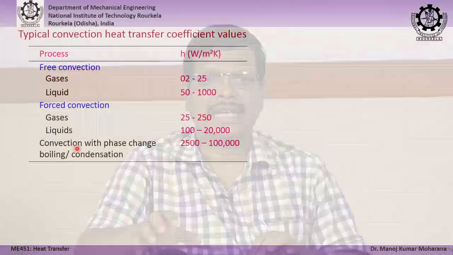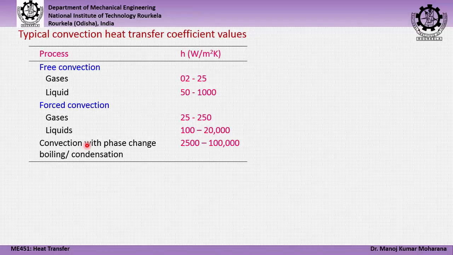Then when you consider convection with phase change, like the boiling and the condensation process, again there will be an increase in the value of this convective heat transfer coefficient h, which lies in the range of 2500 to 100,000 watt per meter square Kelvin. So, that means if you go for a phase change process, then you will be able to achieve a greater amount of heat transfer by means of convection.